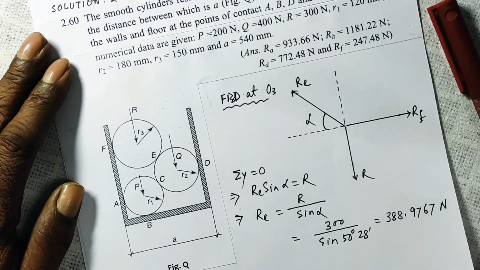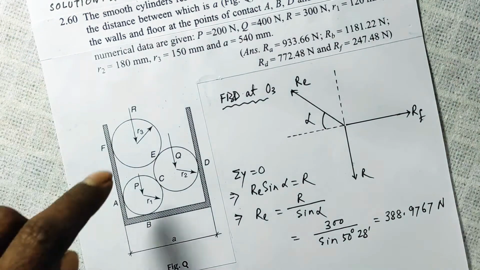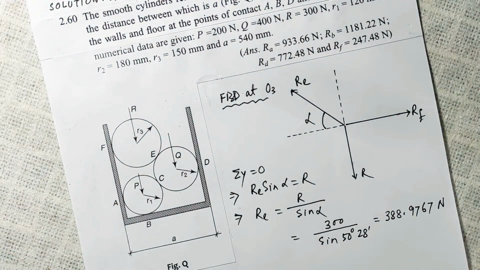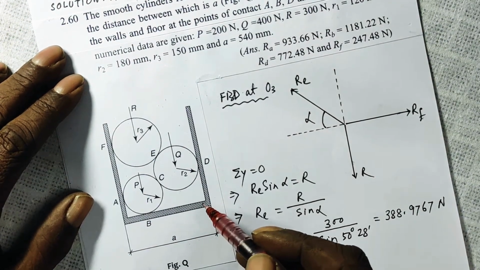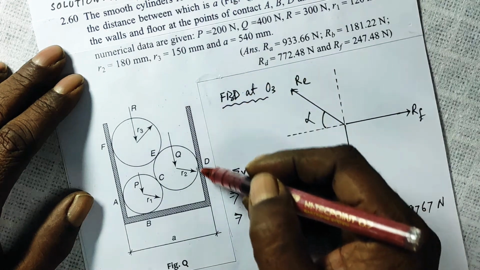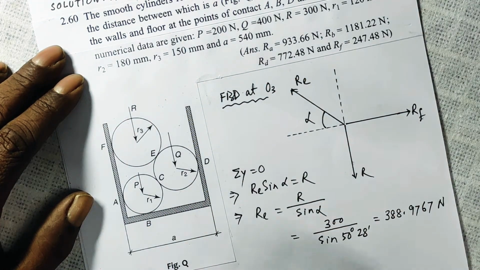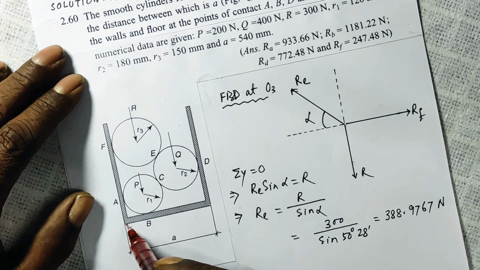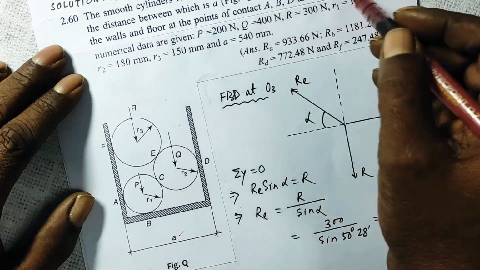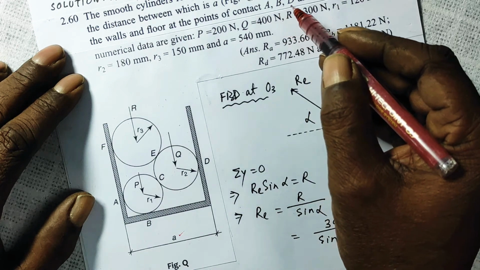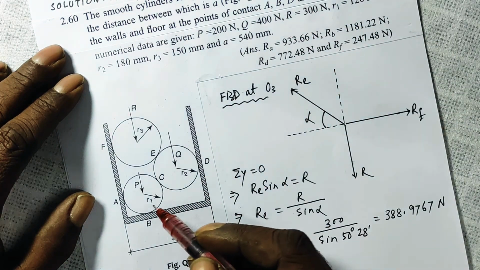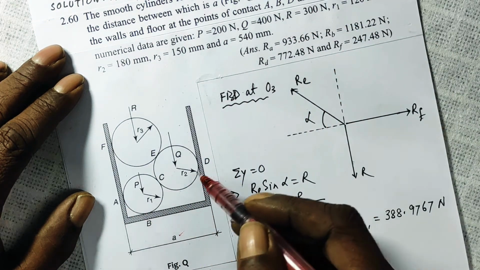The smooth cylinders, there are three smooth cylinders, 1, 2, 3, rest on a horizontal channel. This is a horizontal channel having vertical walls. This wall is vertical, this wall is vertical. The distance between them is A, the value of A is given. Find the pressure exerted on the walls and the floors at the points of contact A, B, D, F.